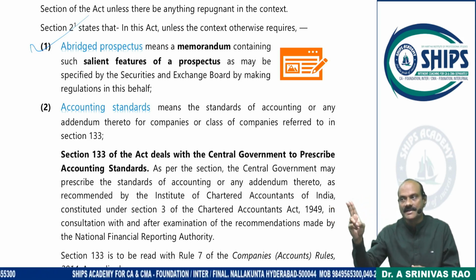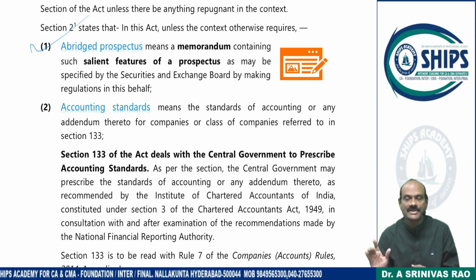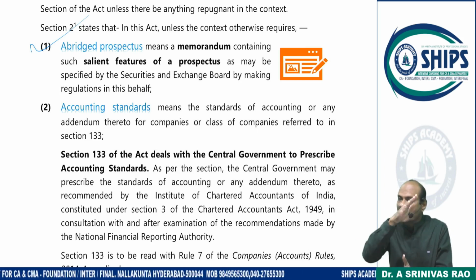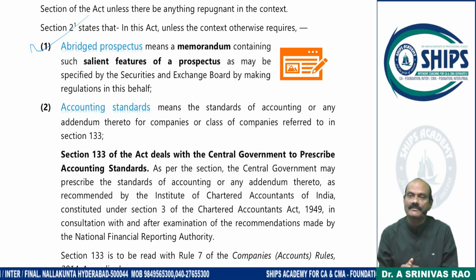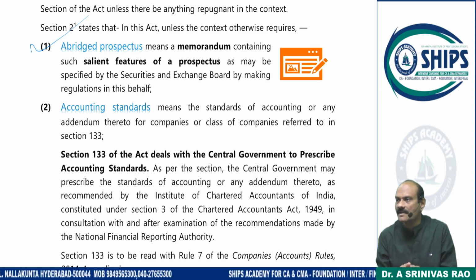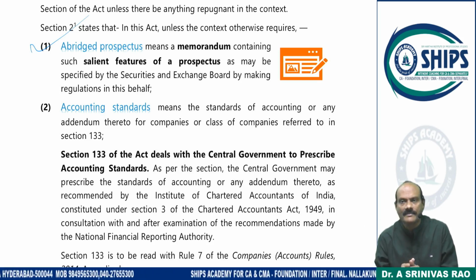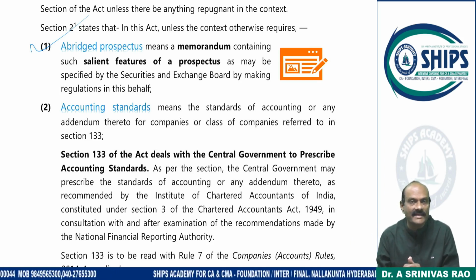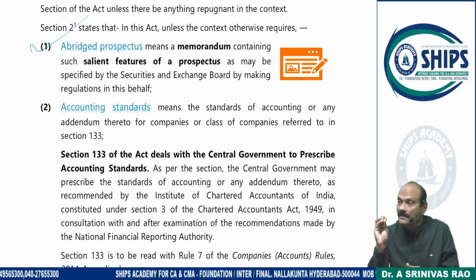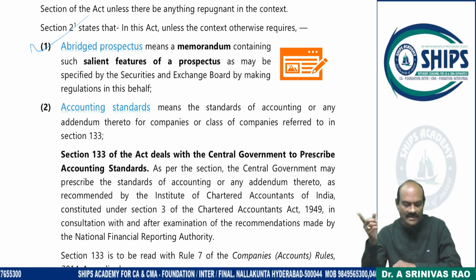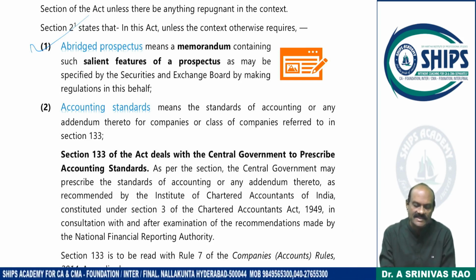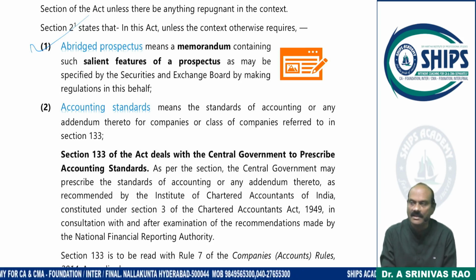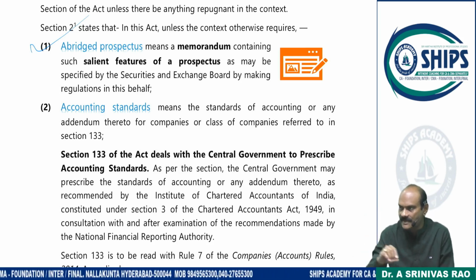The types are prospectus, abridged prospectus, deemed prospectus, shelf prospectus, and red herring prospectus. Five points. Here we are talking about the abridged prospectus, which means a condensed form of a prospectus. Just salient features, highlights. After watching one movie, what are the highlights? Hardly 4 or 5 points. Isn't it? Here also, after reading one good book, you can summarize it. Very important points we have to abridge. Let us see there. A memorandum containing the salient features of the prospectus as may be specified by SEBI by making regulations in this behalf. We'll take it up again in the prospectus chapter.